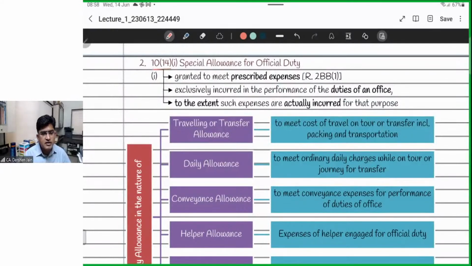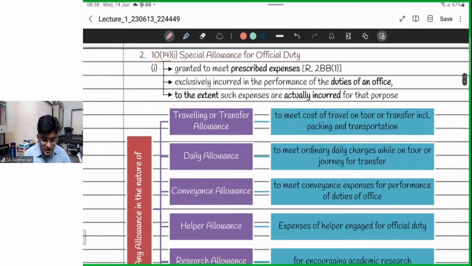Section 10(14) deals with any special allowance that is given for discharging the official duties. We have already discussed this, but what does 10(14) have to say? Granted to meet prescribed expenditure exclusively incurred in performance of duties of the office. So that allowance, whichever is given to you, should be incurred for the purposes of official duty only and not for any other purpose.